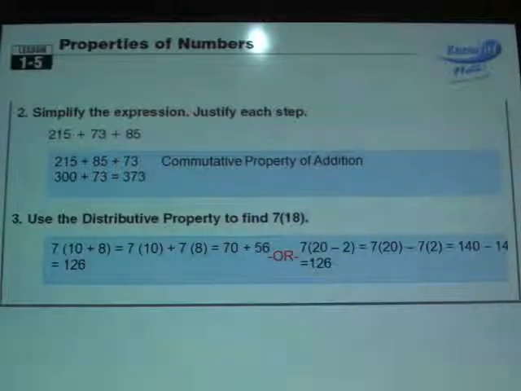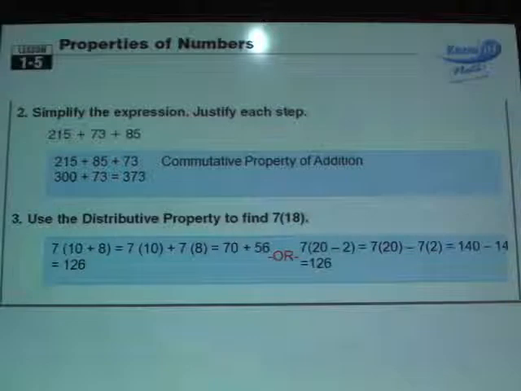You can also break 18 up as 20 minus 2, which is what you see on the right of the screen there to the right of the red OR. Either way, the result is the same, so it doesn't matter which path you pick. But let's go ahead and follow down the path that involves addition, writing 18 as 10 plus 8. So now I'm supposed to take 7 and multiply it by 10, and take 7 and multiply it by 8, and combine those results.